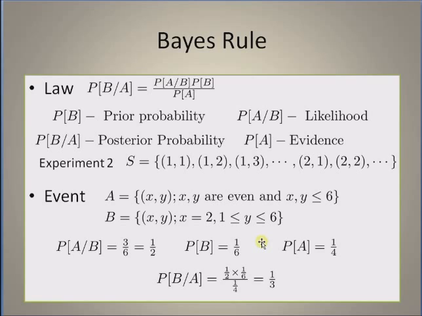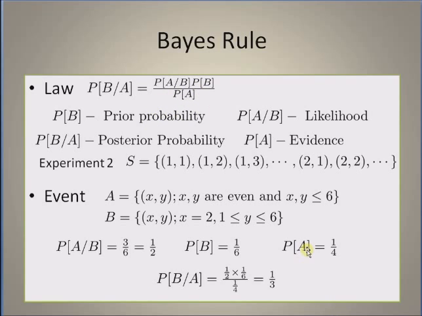Then in such a case, given the prior probability P of B, the likelihood or conditional probability P of A given B, and the evidence P of A, we can compute the posterior probability, that is probability of B given A, or the conditional probability of B given A. So in order to find this probability, you only need to know these three probabilities. And this kind of formula is very useful when B is not directly observable. In this example, we will describe two events A and B where B is actually observable, but we can use this example to illustrate the Bayes rule.